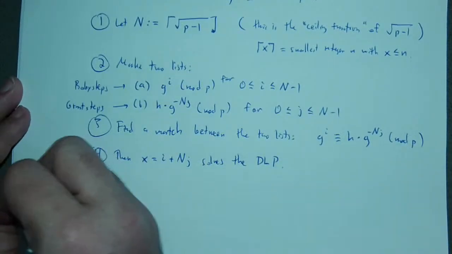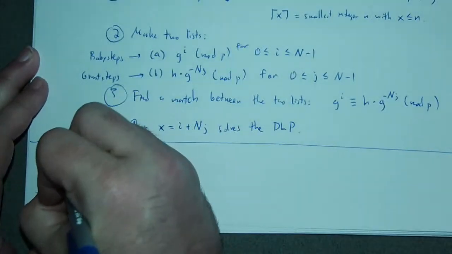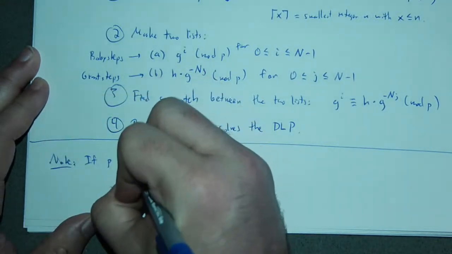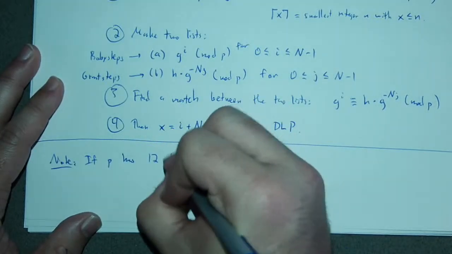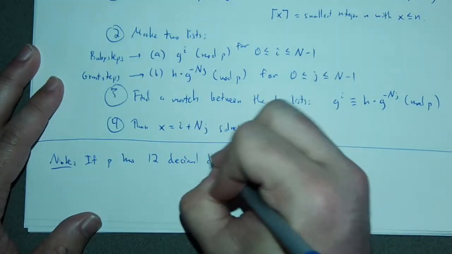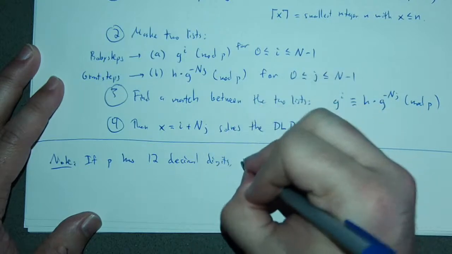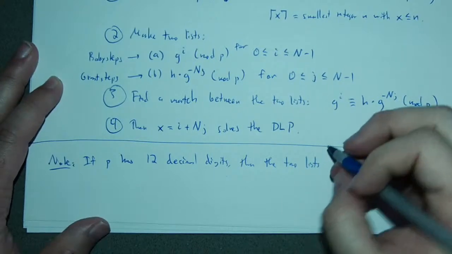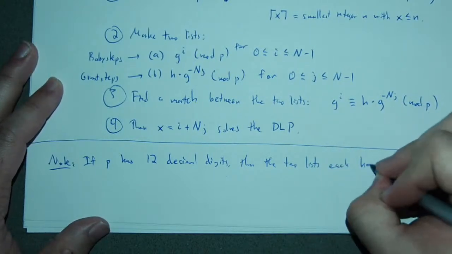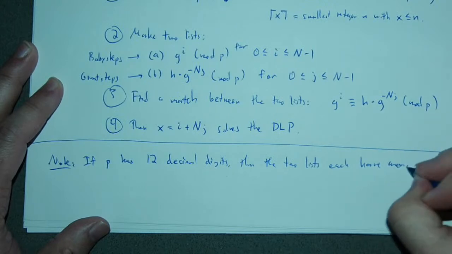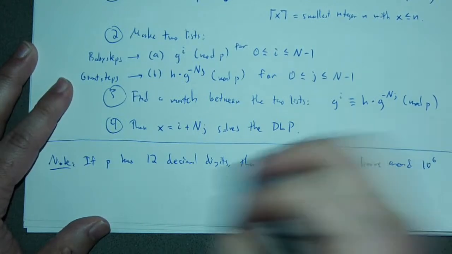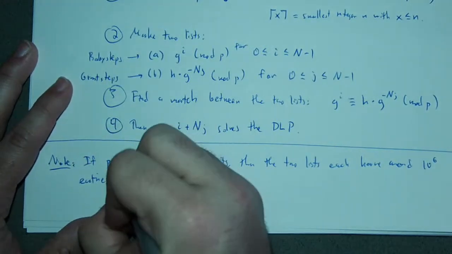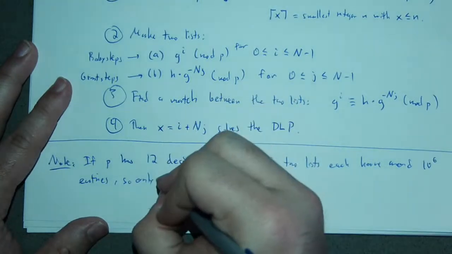Now, note if p has 12 decimal digits, then the two lists each have around 10 to the 6 entries. So only a few million computations are needed.